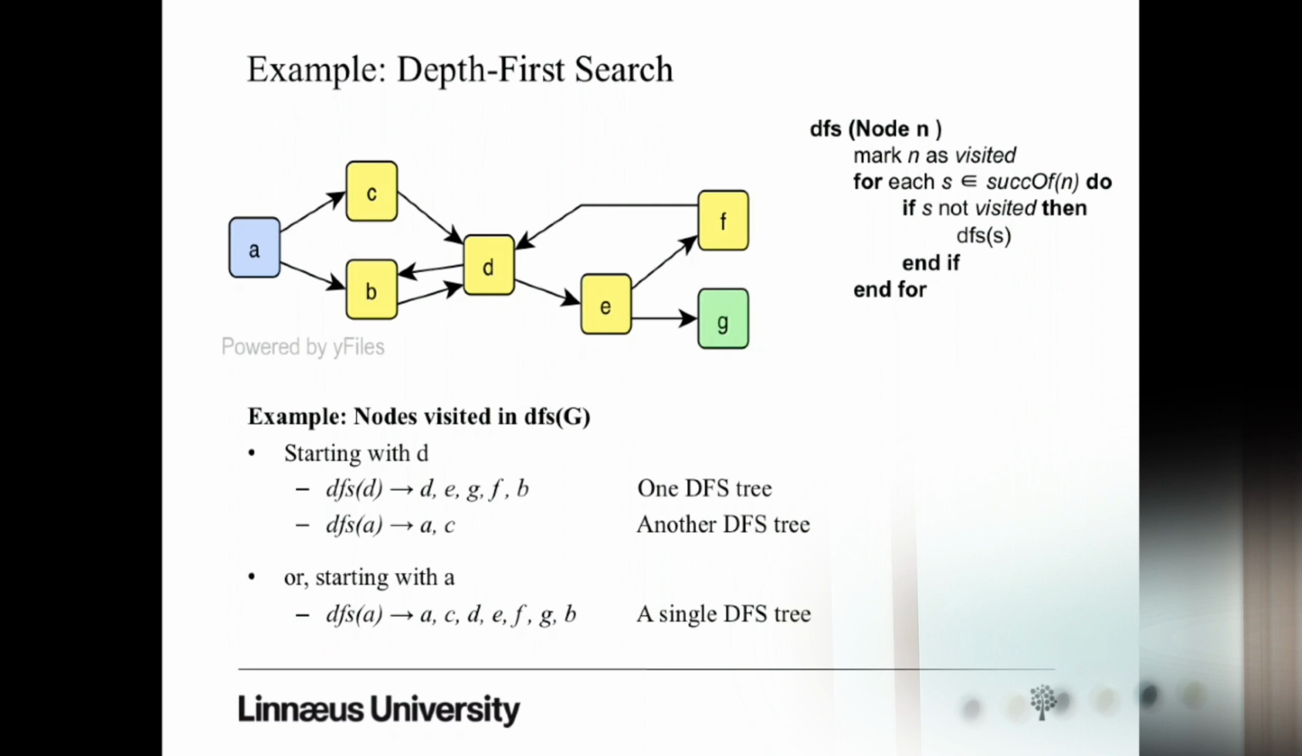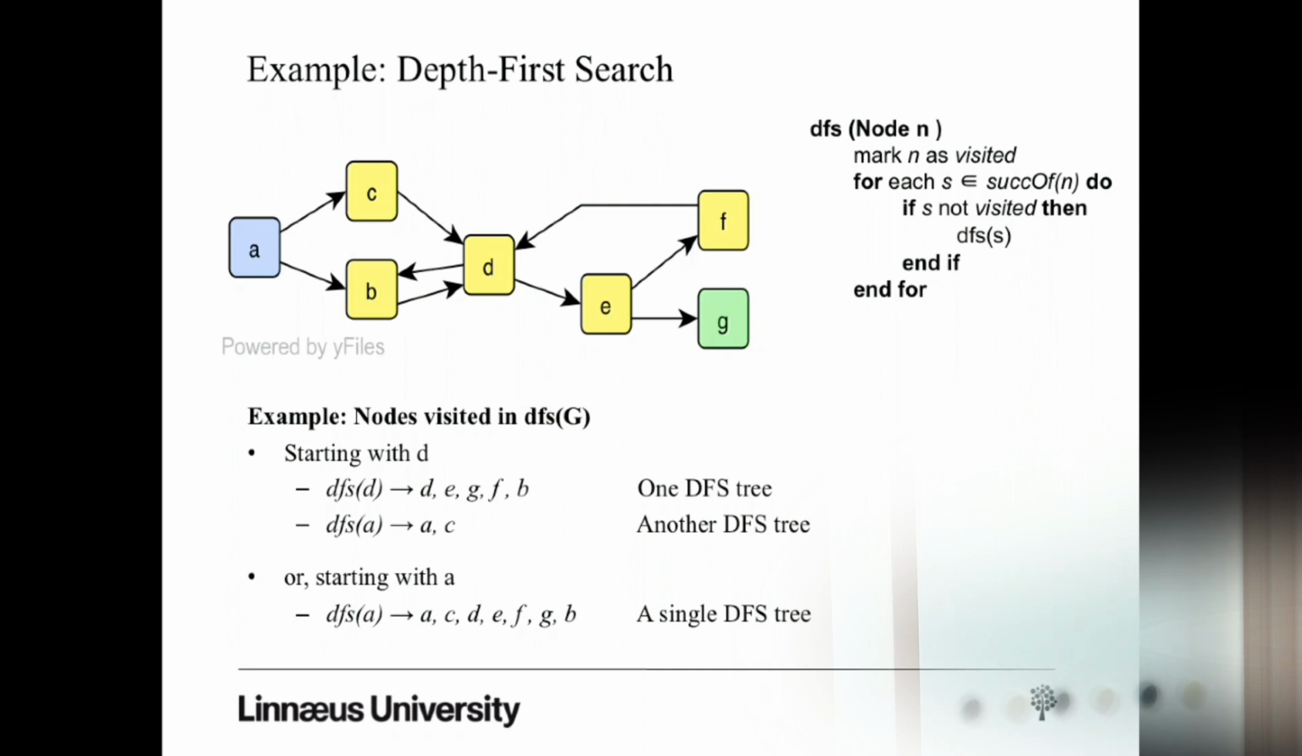On C, we again do the same, because when you recursively call the algorithm, your control goes back to the starting point of your method. Now in this case, n becomes C. So we mark C as visited. Then for each s that belongs to the successors of C, what are the successors of C? C has only one successor, which is D. We check if D is not visited. Yes, D has not been visited; we have only visited A and C. So the condition is true, and we call DFS on the node D.